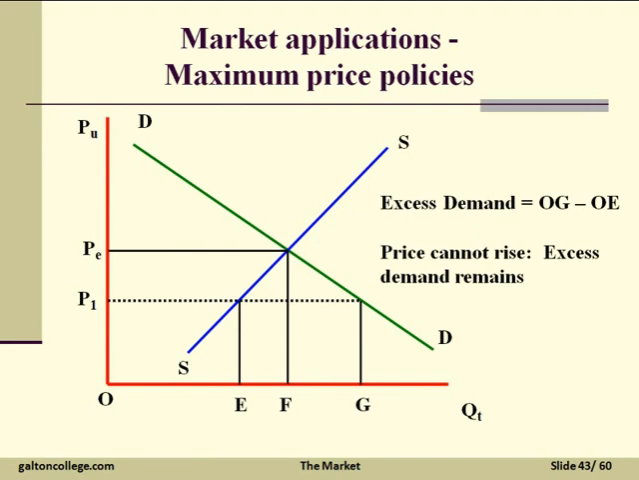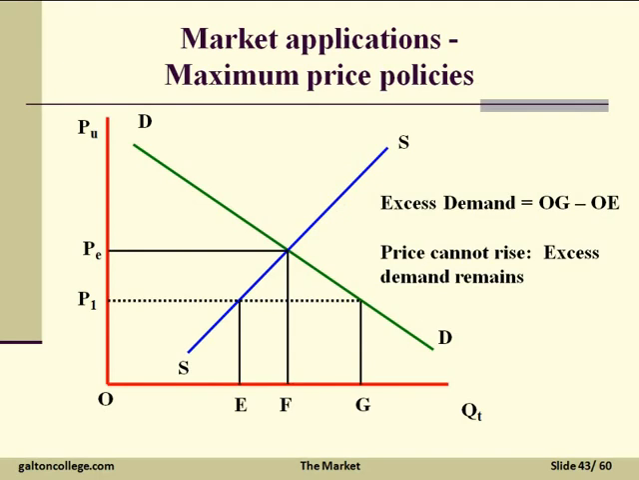The price can't rise, so the excess demand remains. And what would probably happen in that case is that there would be a black market for the good. Consumers would buy the product at P1 and then sell it amongst themselves for a higher price, so that a new equilibrium would emerge. And also you might have producers stepping up production to try and meet the demand as well.